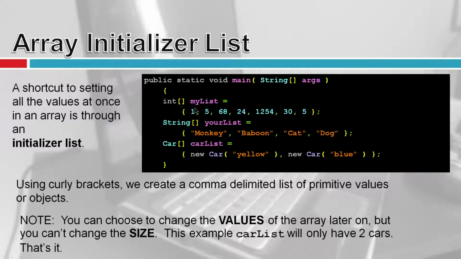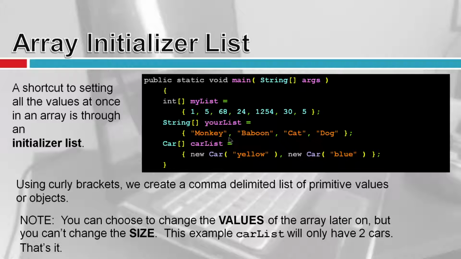And essentially, when you create, instead of using the new keyword and specifying new int size 7, I can specify, when I'm initializing it, open and close curly braces and set the values in a comma delimited list. So here I'm creating an array of 7 integers, 1, 2, 3, 4, 5, 6, 7, and I've already set the values for those integers. So position 0 is 1, position 1 is 5, position 2 is 68, and so on.